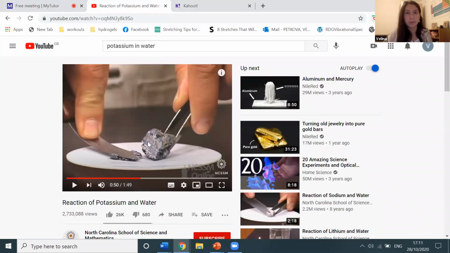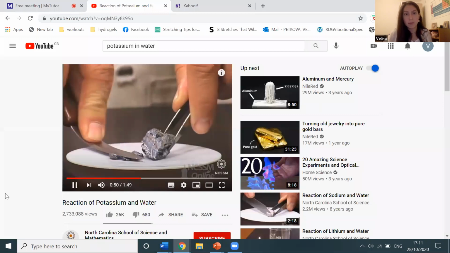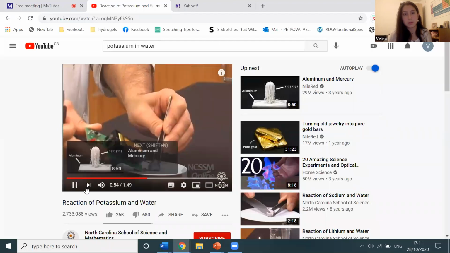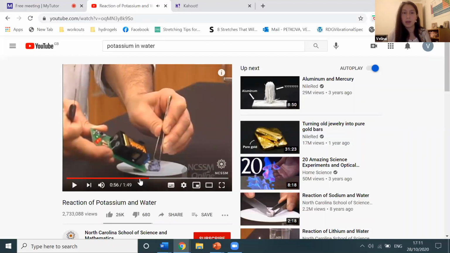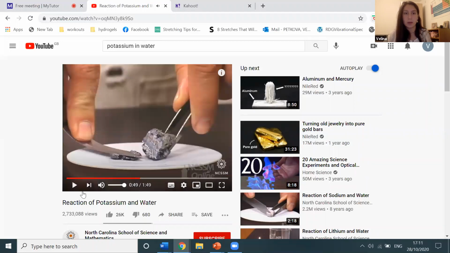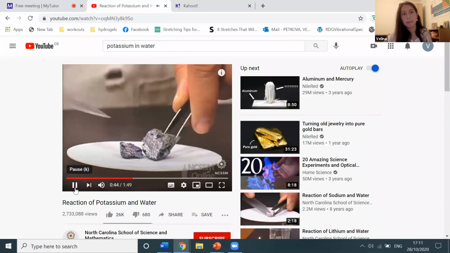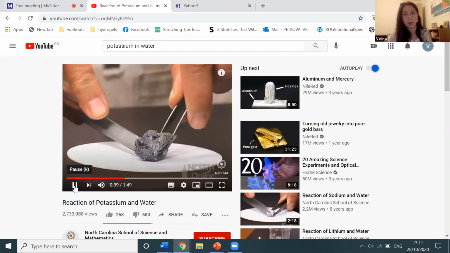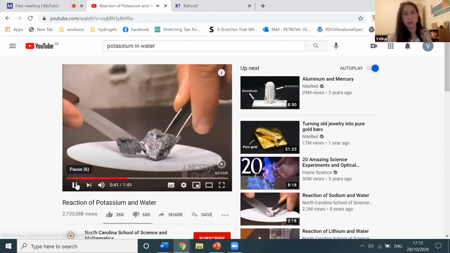Here, you can see your potassium is this metal block, and they're cutting it up. It has a consistency of cream cheese. The potassium is extremely soft. We can easily expose the shiny metal surface underneath.